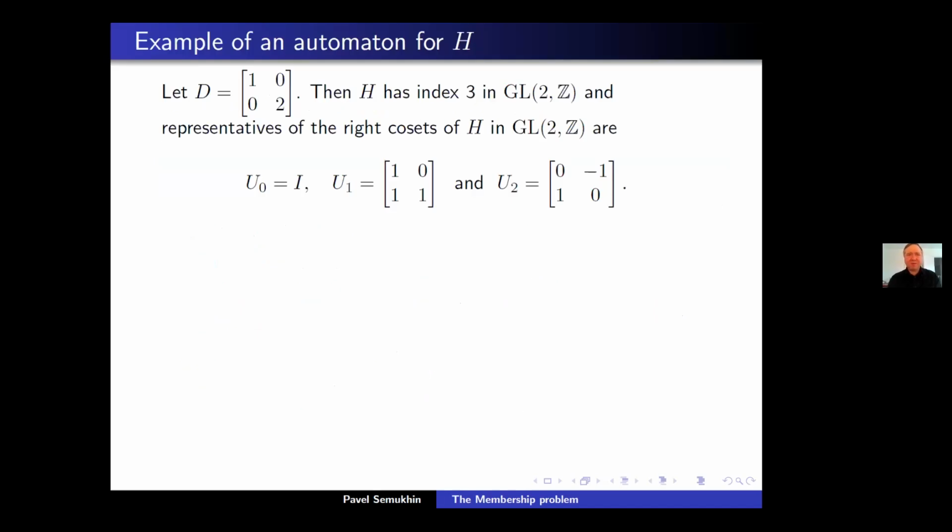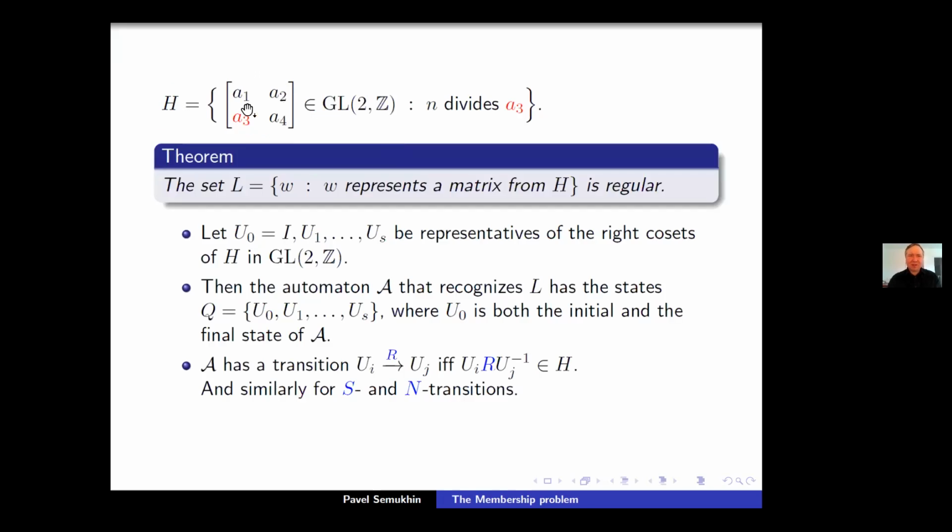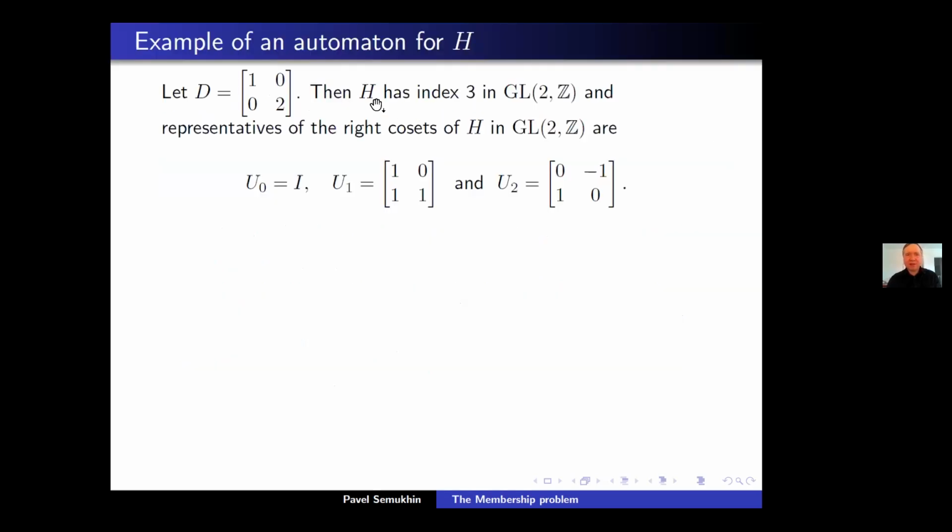Let's consider one example. Let's take D to be this diagonal matrix with 1 and 2 on the diagonal. Then in this case, first of all, the group H consists of the matrices for which this entry here, A3, is even, because N is equal to 2 in our case. And it's not hard to see that this H has index 3 in GL2Z. And here U0, U1, and U2 are the representatives of the right cosets of H in GL2Z.